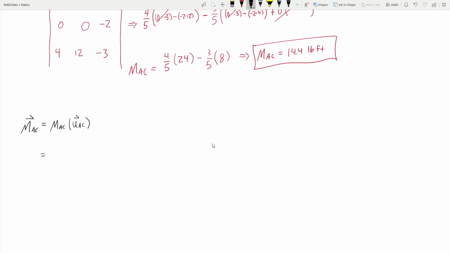So that will give us 14.4, and our UAC from before is 4/5 I plus 3/5 in the J plus 0 in the K. And then if we evaluate that, we go ahead and get MAC as a vector is equal to 11.52 I plus 8.64 J, and again, this is in pound-feet. That right here is your final answer.